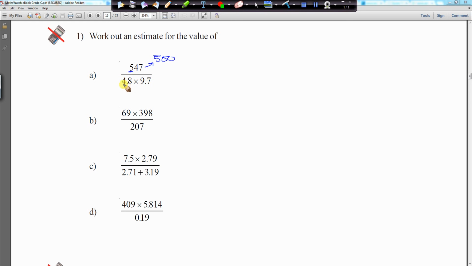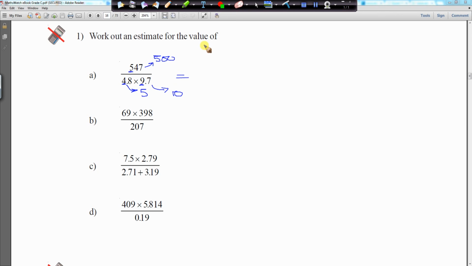4.8, the highest place value is the units. So round to the nearest unit. So 4.8 becomes 5. 9.7, the highest place value is a unit. If you round to the nearest unit, that will give us a nice 10, because it's more than halfway to the next number. So now let's carry on this calculation.